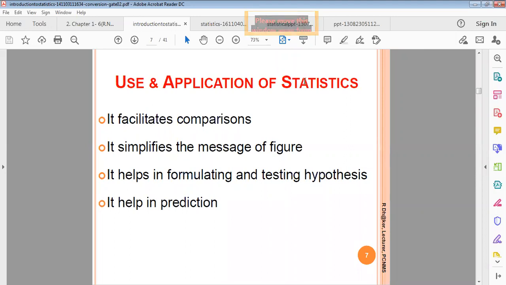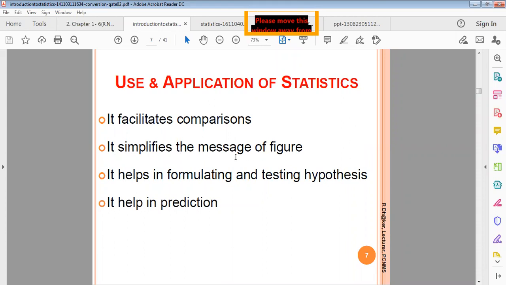Okay, in uses and applications of statistics, we found it facilitates comparisons. That means which is the better field, which is the better land to grow more crops. It facilitates comparisons. It simplifies the message of figures.